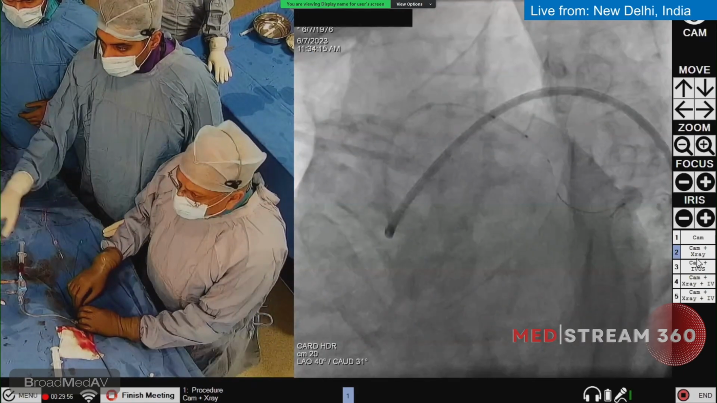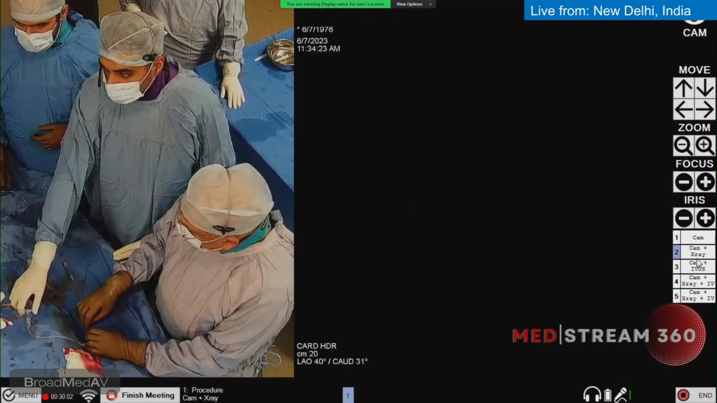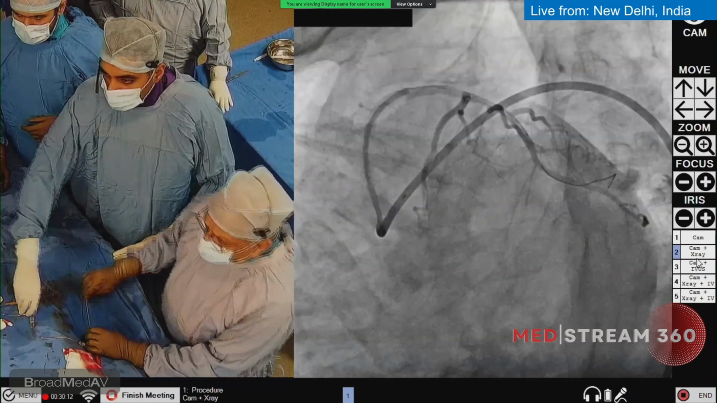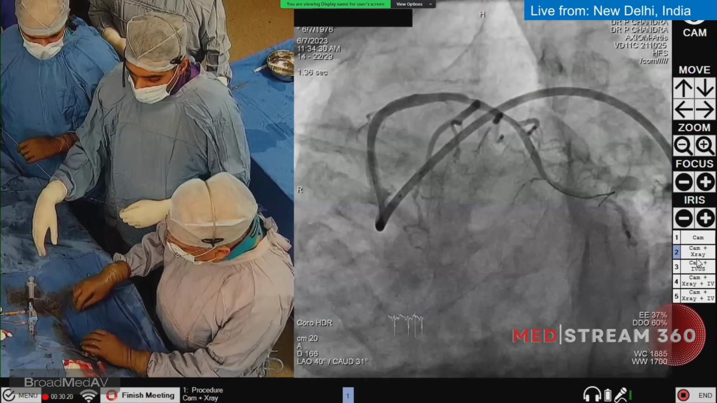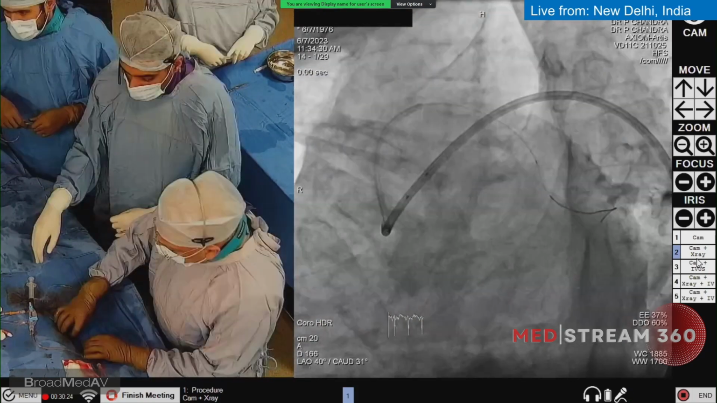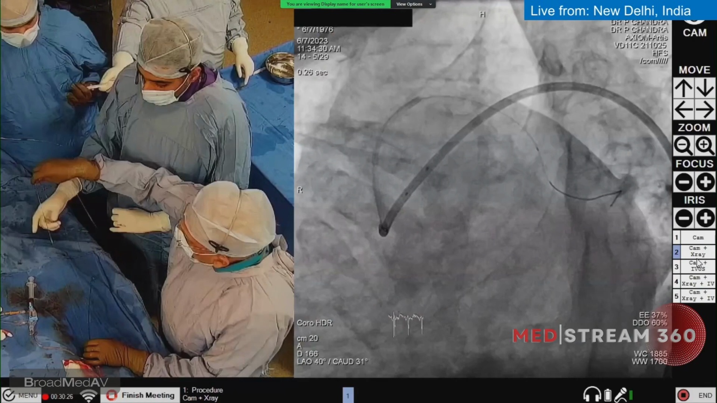The balloon is well expanded. I'll take a shot. We'll deflate. Deflate, please. Oh, this looks very nice, and there is no dissection. The branch, although it has some flow issues, we will give some nitro maybe in between. Take a drug-eluting balloon 2.75 into 15.